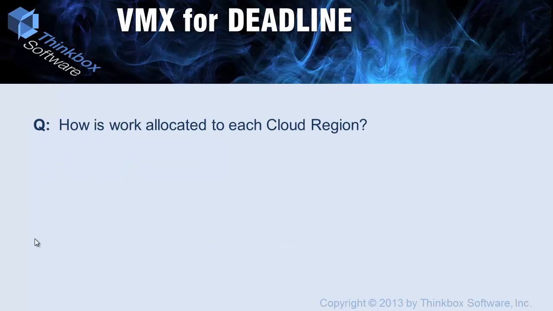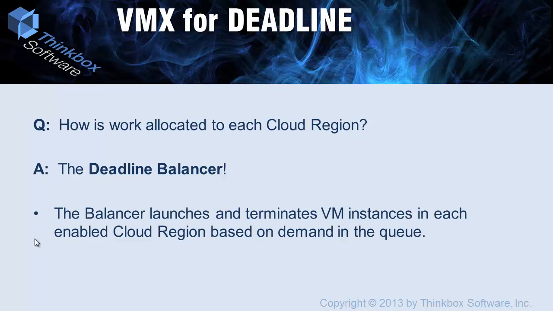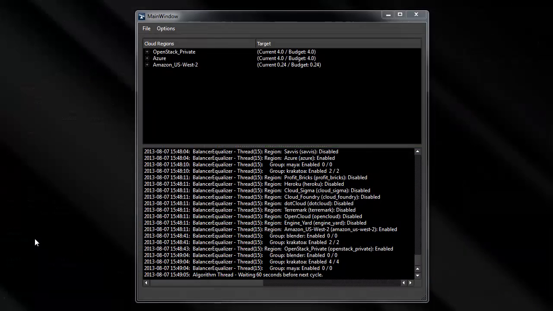Now, how is work allocated to each cloud region? The answer is a new application that's part of VMX called the Deadline Balancer. And what the balancer does is it launches and terminates VM instances in each enabled cloud region based on the demand in the queue. So let's take a look at that.